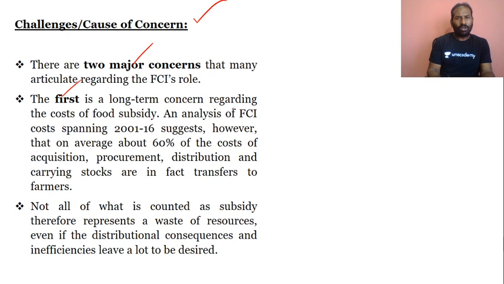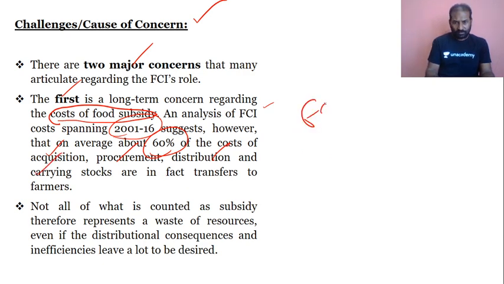First is the long-term concern. What is that long-term concern? It is in regards to the cost of food subsidy. How much subsidy has to be given for the food grains is a very big question, because an analysis by the FCI costs, which was 2001 to 16, suggests that on average 60% of the cost of acquisition, procurement, distribution and carrying stocks in fact transfers to farmer.